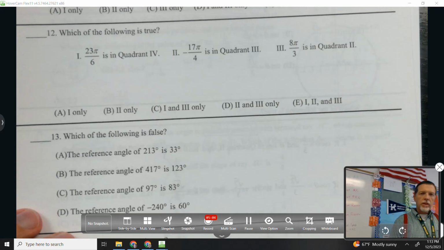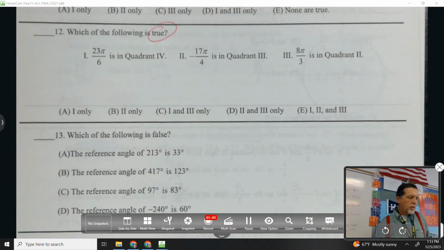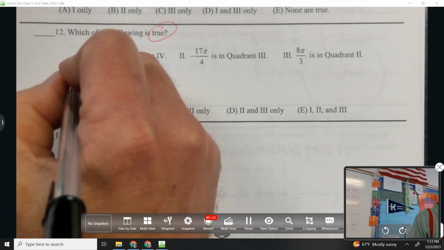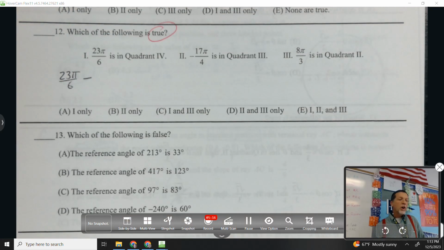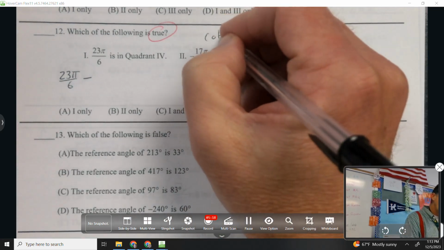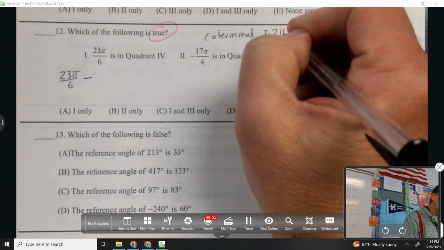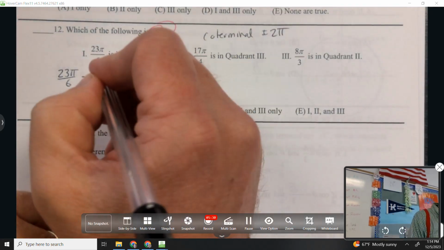Number 12. Which of the following is true? 23 pi over 6 is in quadrant 4. I don't know where 23 pi over 6 is, so I'm going to do the coterminal thing. That's, I think, what this whole question is about, where I can add or subtract 2 pi as often as I like and land in the same spot. So I'm going to subtract 2 pi until I get something that's easier to work with.